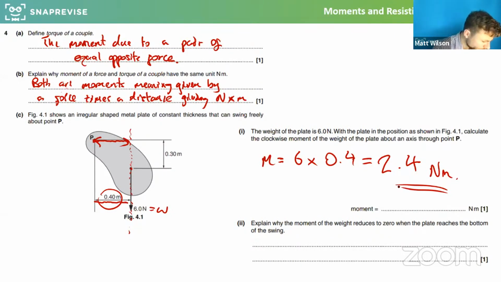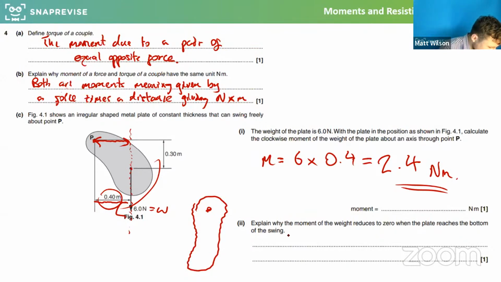Finally, we're asked to explain why the moment of the weight reduces to 0 when the plate reaches the bottom of the swing. So this is a really nice question. This plate is going to swing around. After all, it's currently got a net moment. But then they mentioned that when the plate reaches the bottom of its swing, and this is quite hard to draw, it's going to look something like this. Then, when it reaches this bottom of the swing, and this is our center of gravity, by the way, the place where the weight is acting, then suddenly the moment's going to be 0.